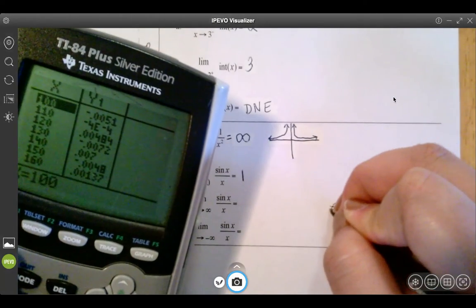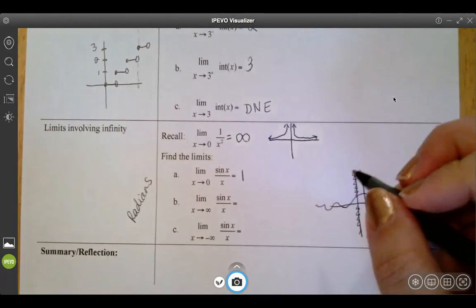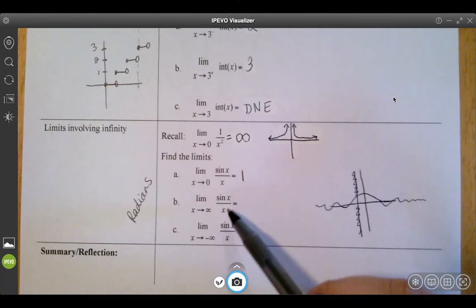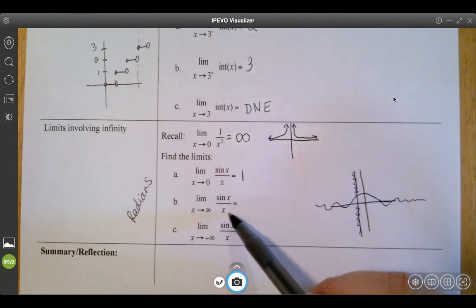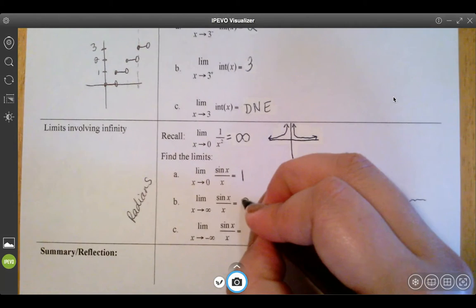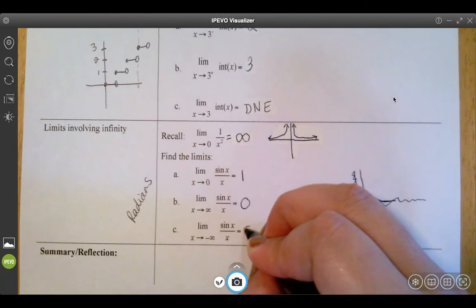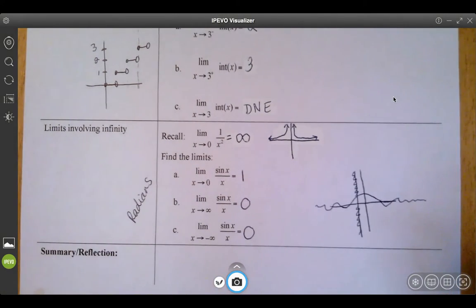except that it's getting closer and closer to the x value, which if you think about it, I'm taking the sine values and I'm dividing them by x. As x gets bigger, I'm dividing them by a bigger and bigger number, and therefore it should be getting closer and closer to 0. Even though it oscillates, even though it goes back and forth, they're getting closer and closer to 0.